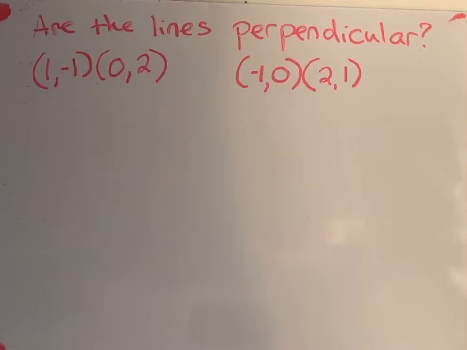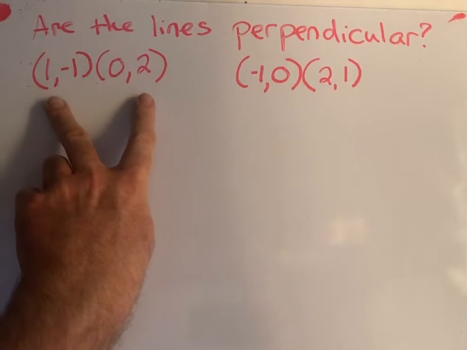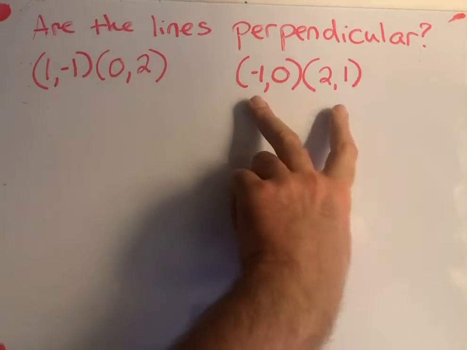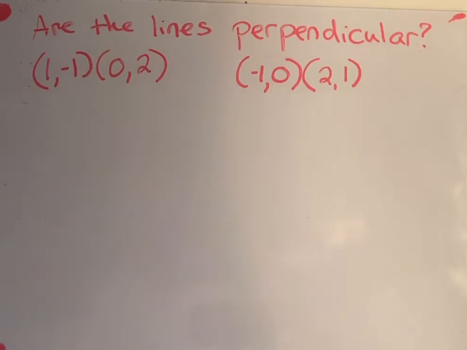So I'm going to ask, are the lines perpendicular? Okay. I want to tell whether the lines containing each pair of points are perpendicular. So these 2 points are going to form a line, and these 2 points are going to form a line. I want to know, are they perpendicular lines? Well, the way I do that is I find the slope.